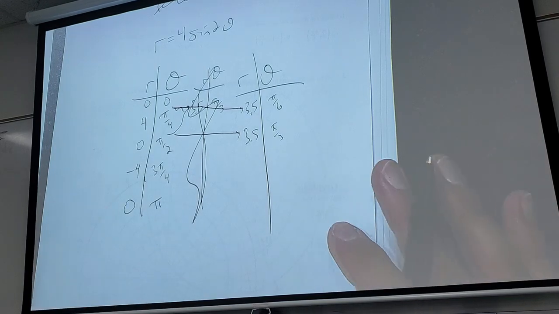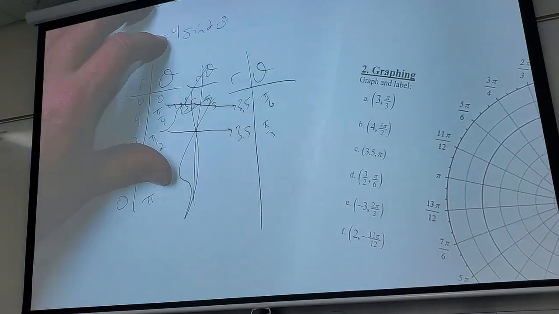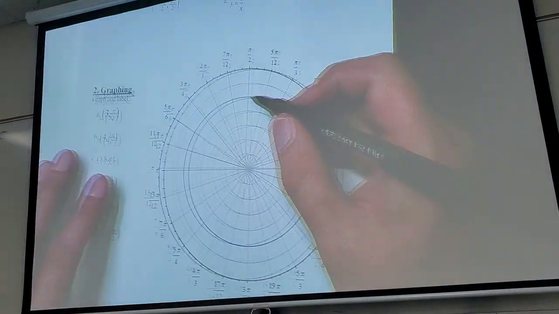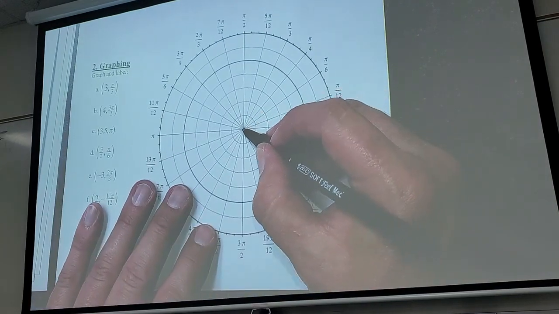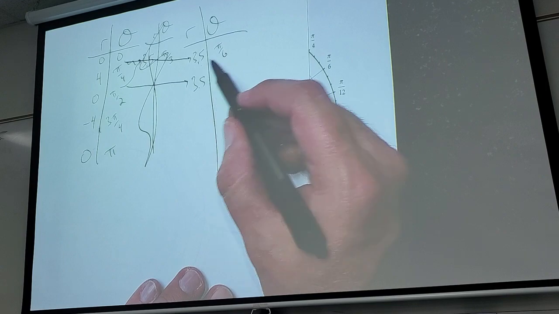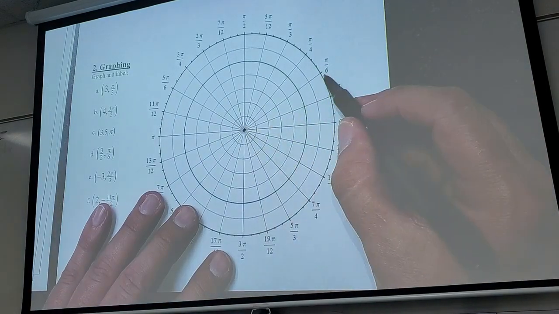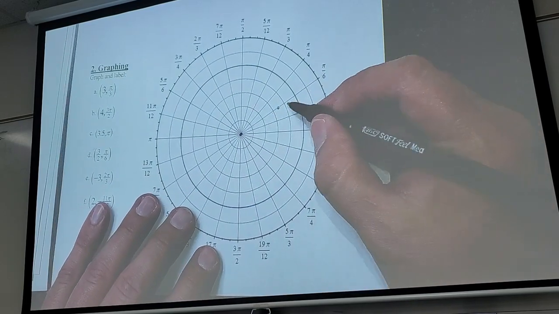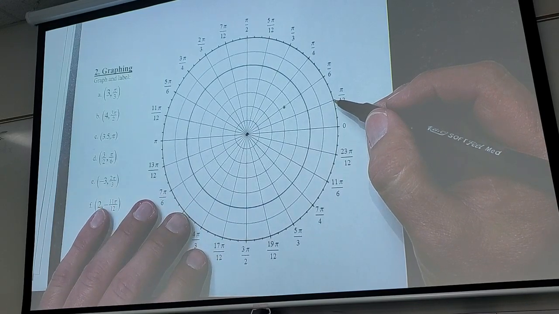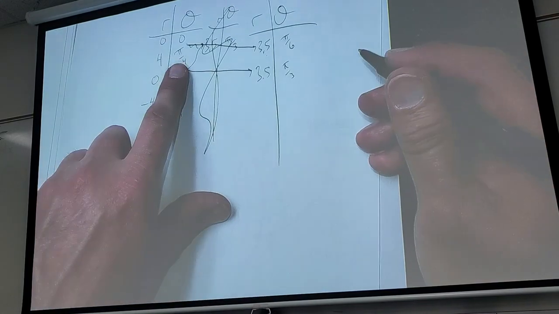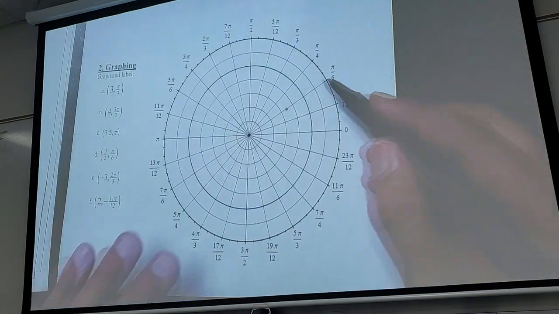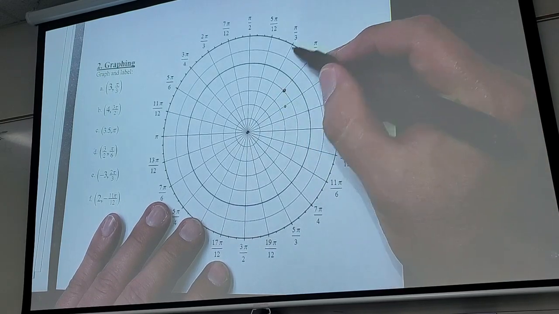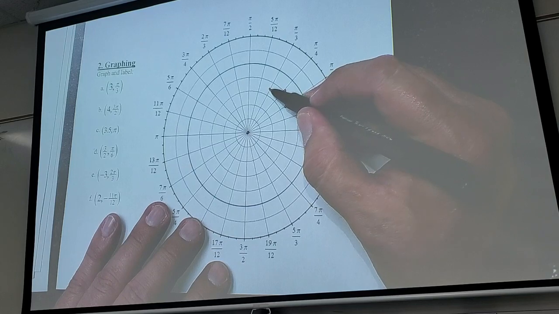So real quick, let's see if we can capture what's happening so far. We don't have every point yet, but let's capture what we do have. So 0, 0, okay, that's easy enough. Then from there it goes to 3.5 at pi over 6. So face pi over 6 and go 1, 2, 3.5. And then from there it goes to 4 at pi over 4. So face pi over 4 and go out to 1, 2, 3, 4. And then at pi over 3 it went to 3.5 again, right?